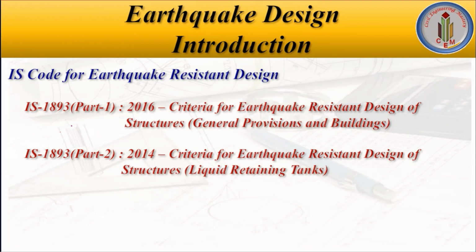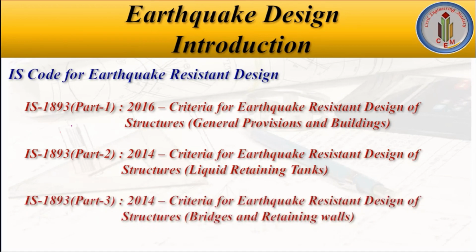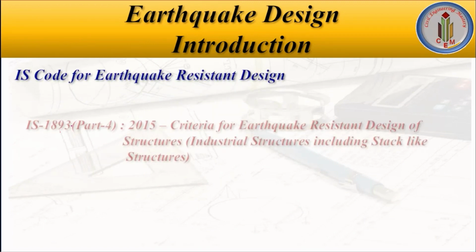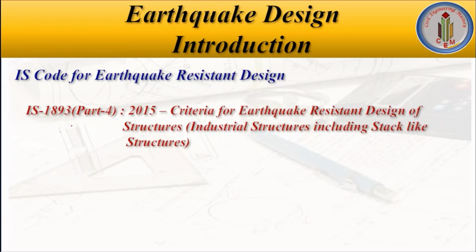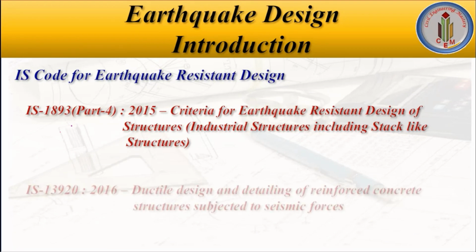Next one is IS 1893 Part 2, criteria for earthquake resistant design of structures. This is specifically for liquid retaining tanks. Next one is IS 1893 Part 3, criteria for earthquake resistant design of structures. This is for bridges and retaining walls. Next, IS 1893 Part 4, criteria for earthquake resistant design of structures. This is for industrial structures including stack-like structures.